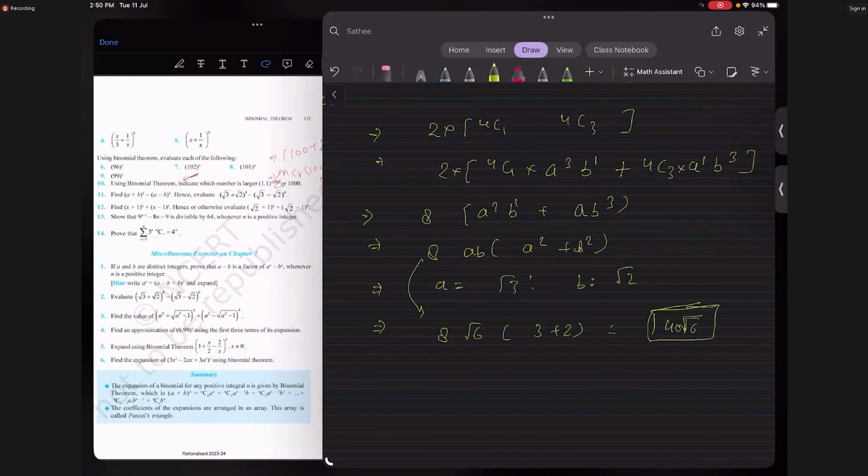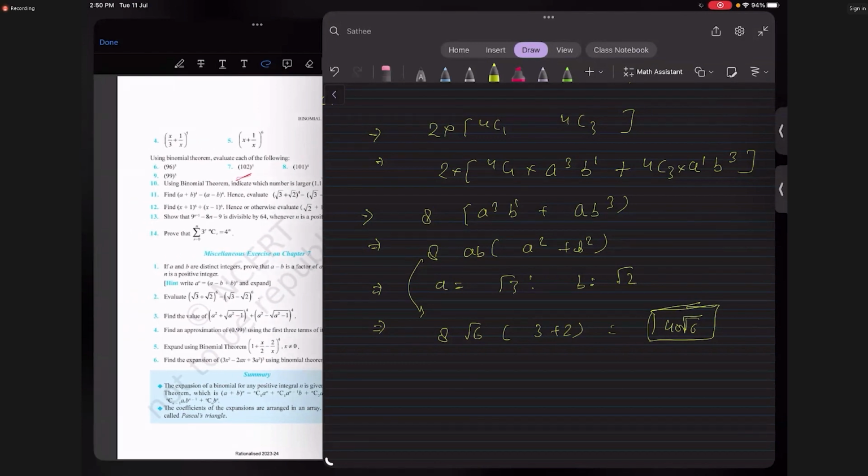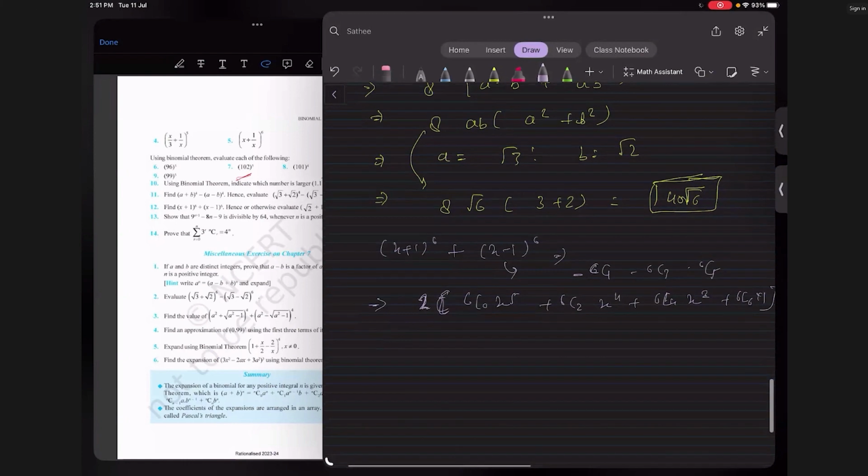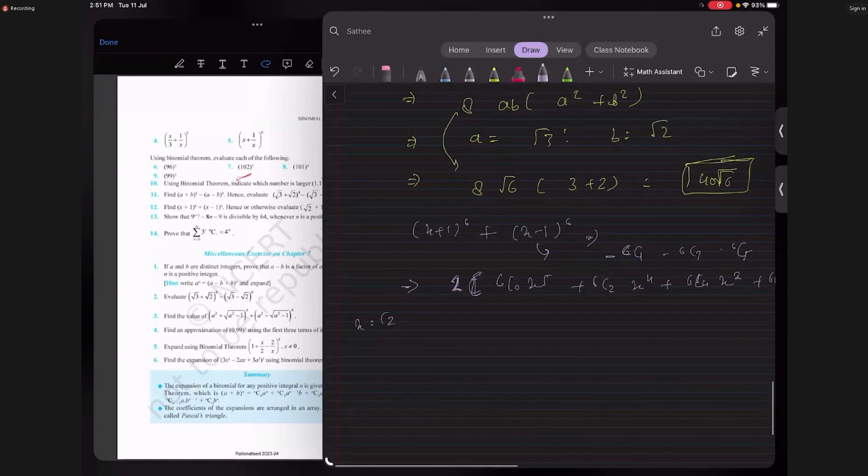Similarly, in the 12th part also, you have to think of (x plus 1) to the power 6 plus (x minus 1) to the power 6. If you observe this, the terms with coefficients 6c1, 6c3 and 6c5 will all get cancelled, and the only terms would be 2 times (6c0 x to the power 6 plus 6c2 into x to the power 4 plus 6c4 x to the power 2 plus 6c6 into 1). So this will be the final expression of these two additions. And in the last stage, you can put x equal to root 2, and that would be your answer.